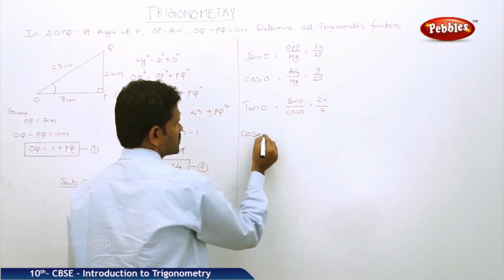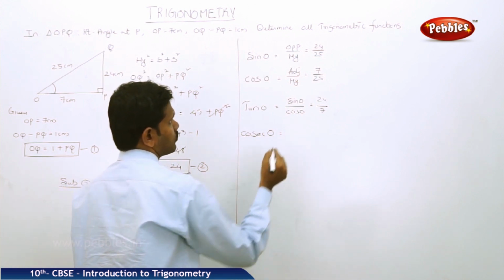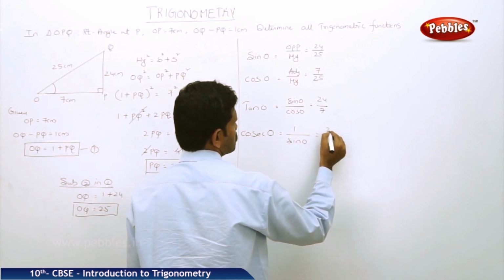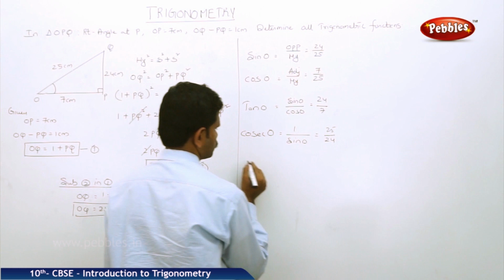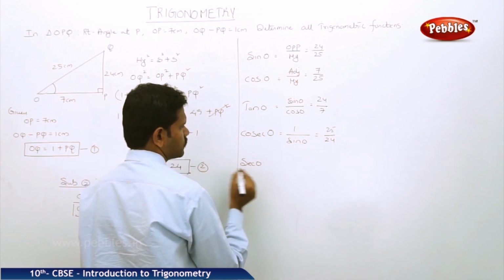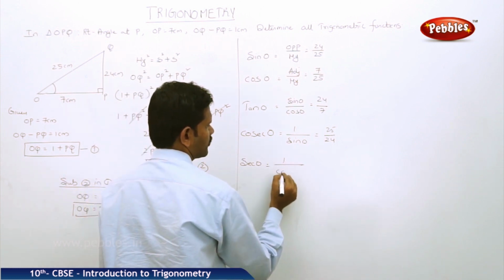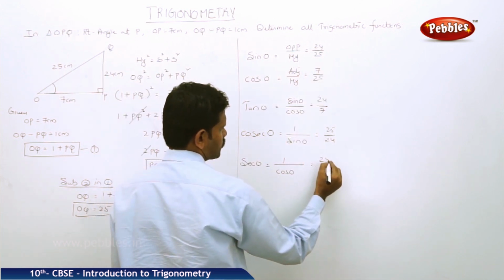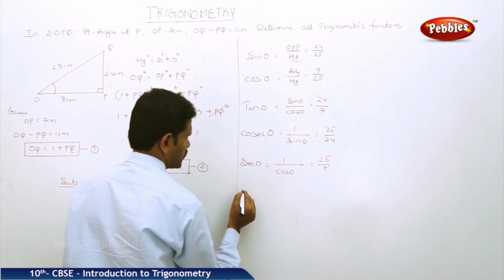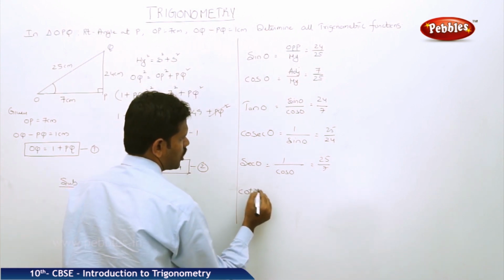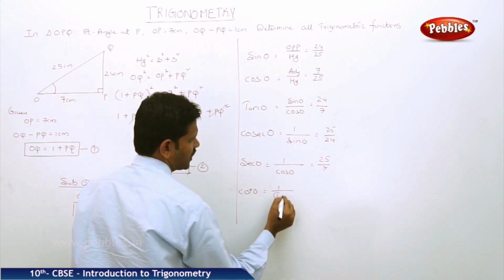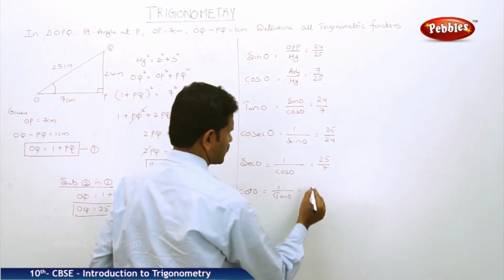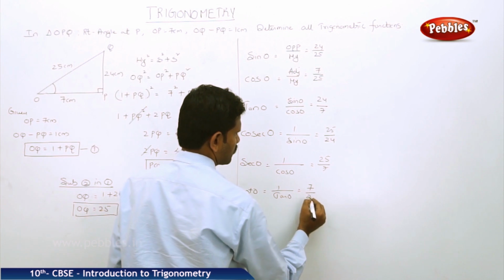Now cosecant O is equal to 1 by sin O, that is 25 by 24. Now secant O is 1 by cos O. Cos O is 7 by 25, make it reciprocal, that is 25 by 7. Next, cot O is 1 by tan O. Tan O is 24 by 7, so its reciprocal is 7 by 24.